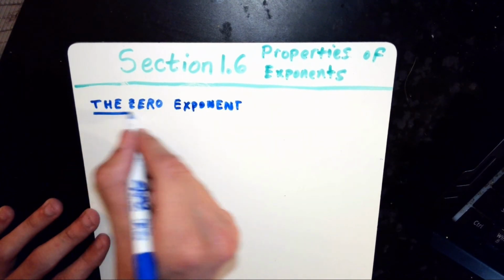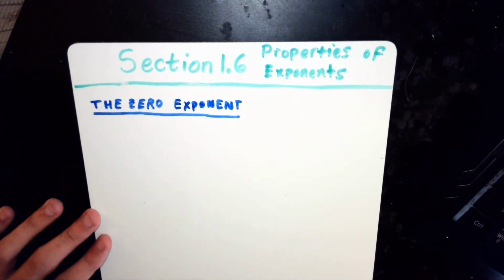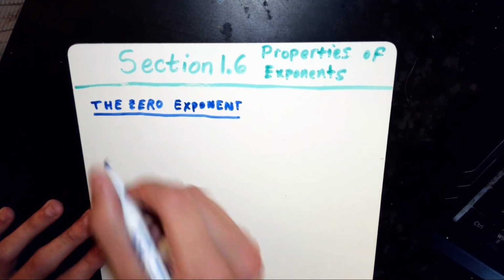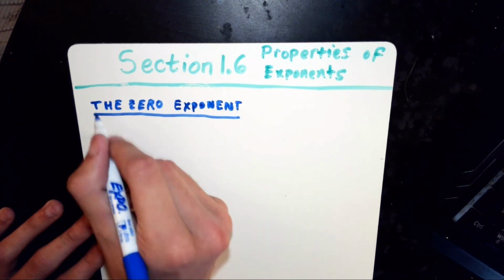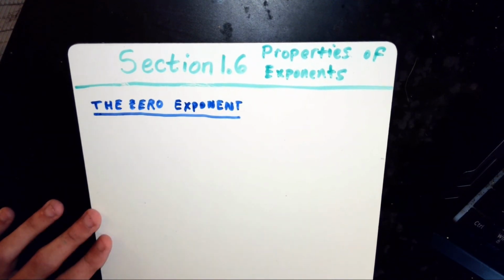It turns out we actually define this. We define what the zero exponent will be. But before I tell you how we define it, let's see the motivation for it.